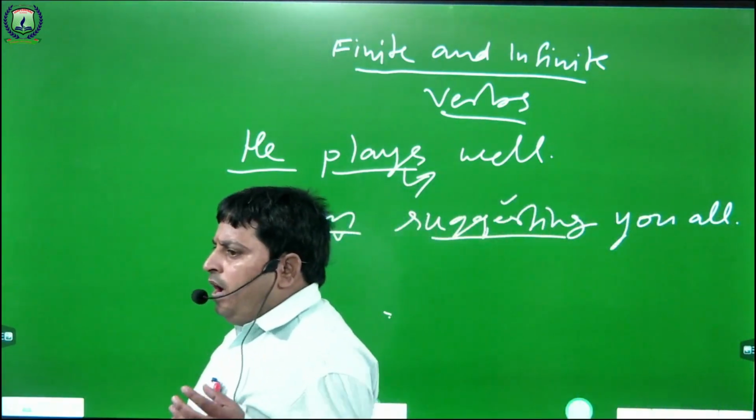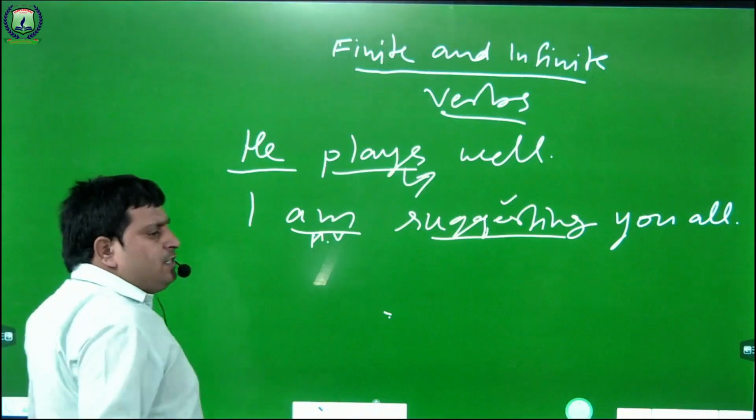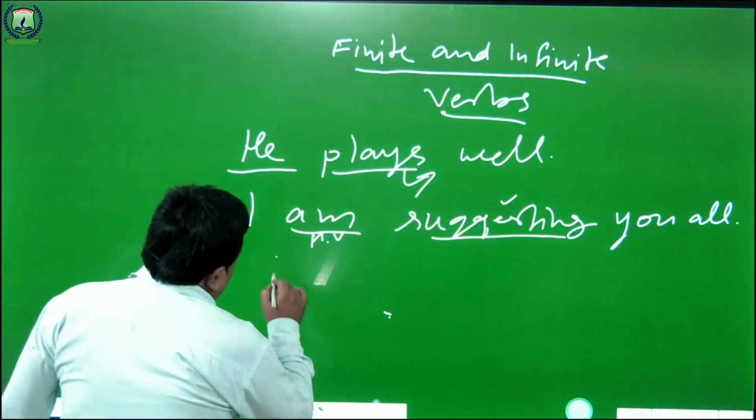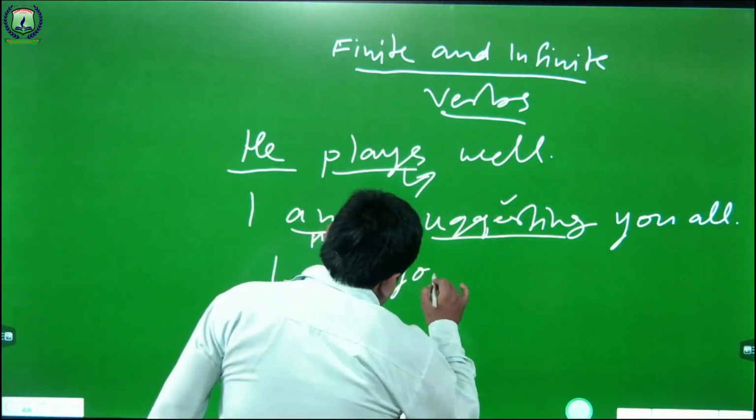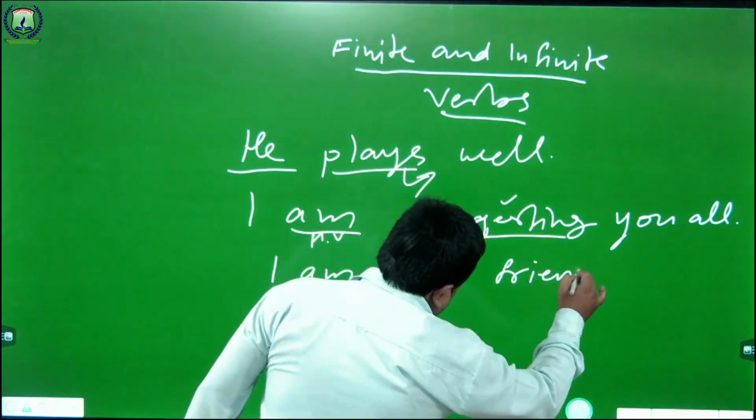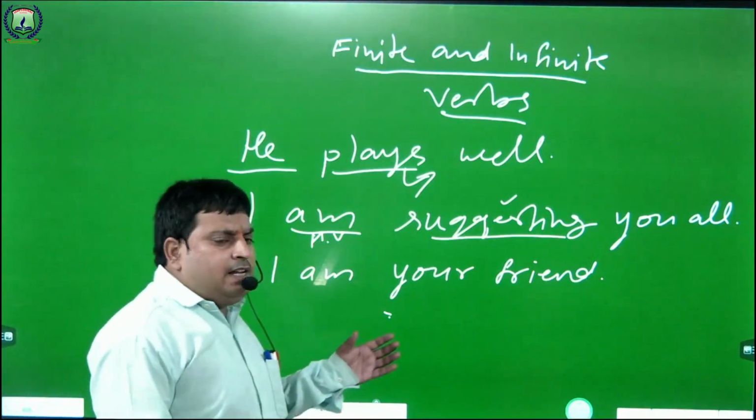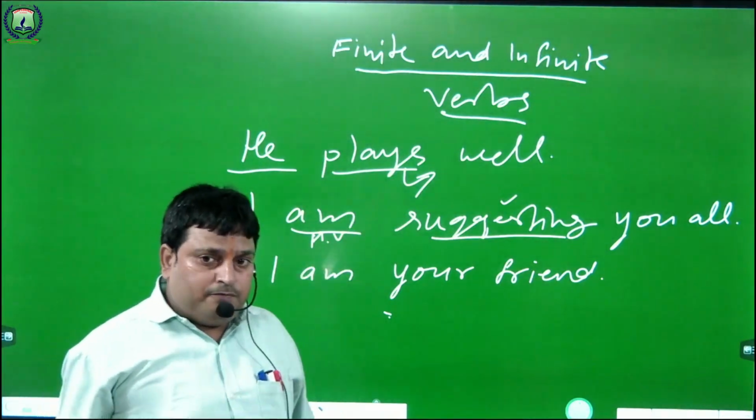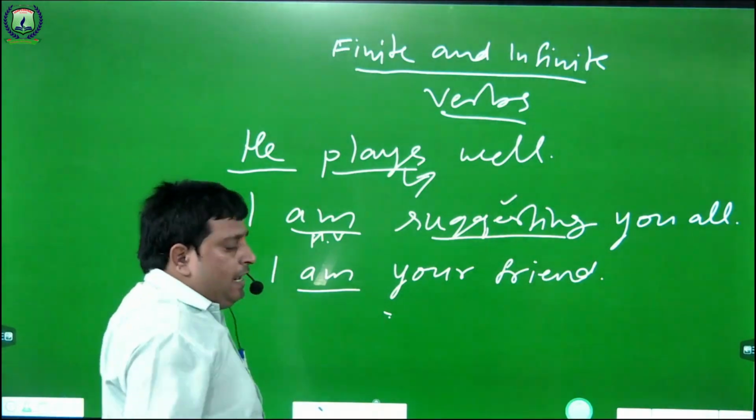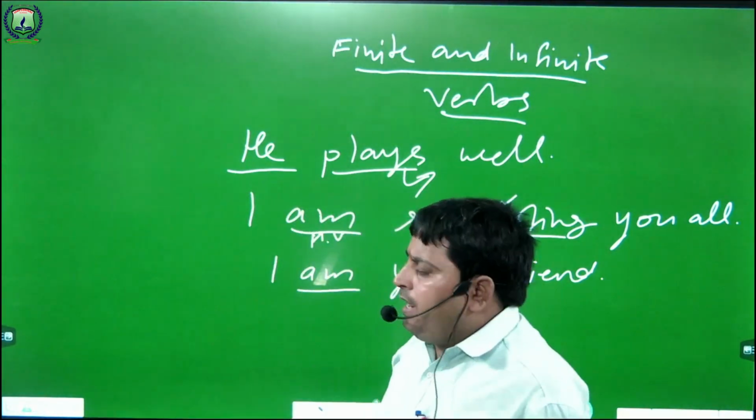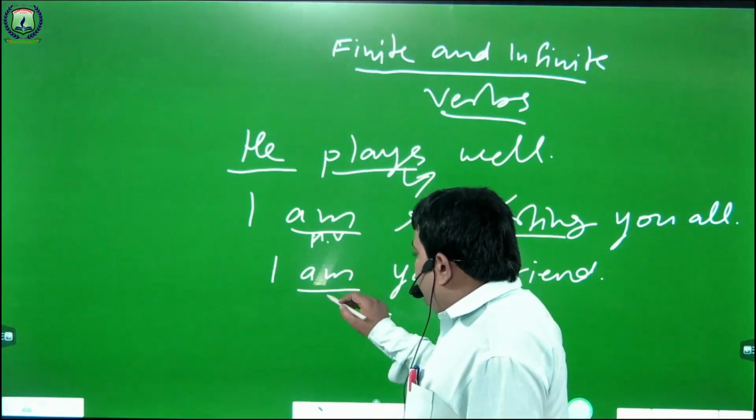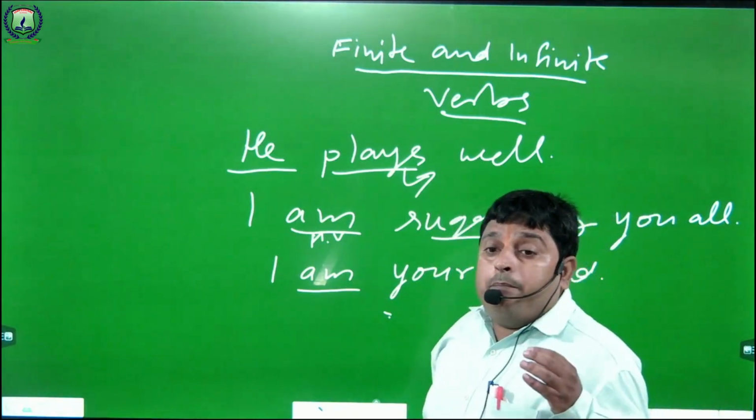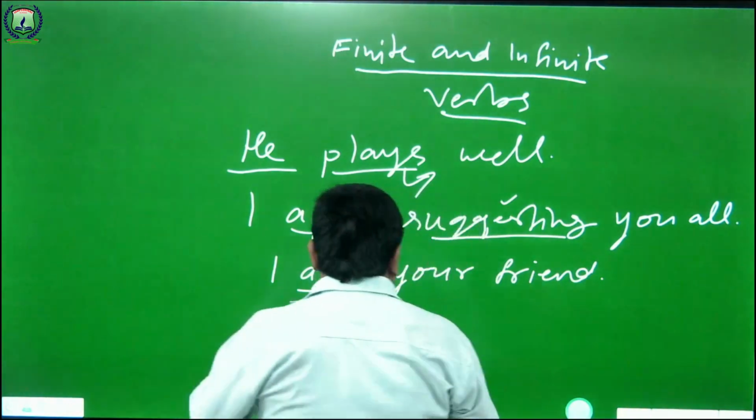And sometimes you have seen there is no finite verb in the sentence. Like, I am your friend. Here in this sentence there is no finite verb, but here is a verb, I am. So am is the head verb. It is used here like a main verb, but there is no finite verb.